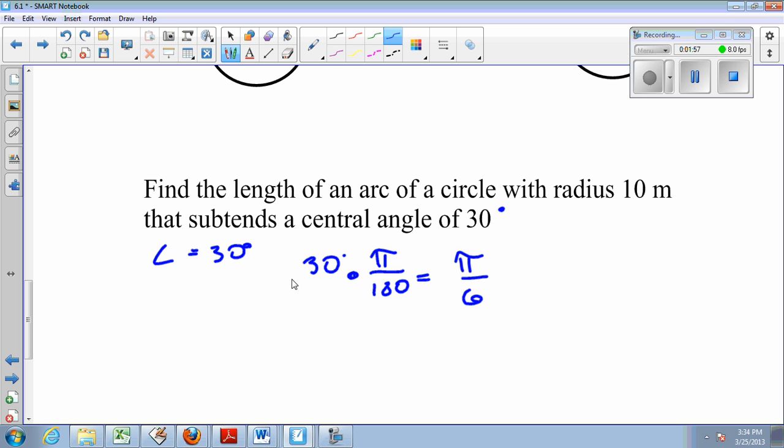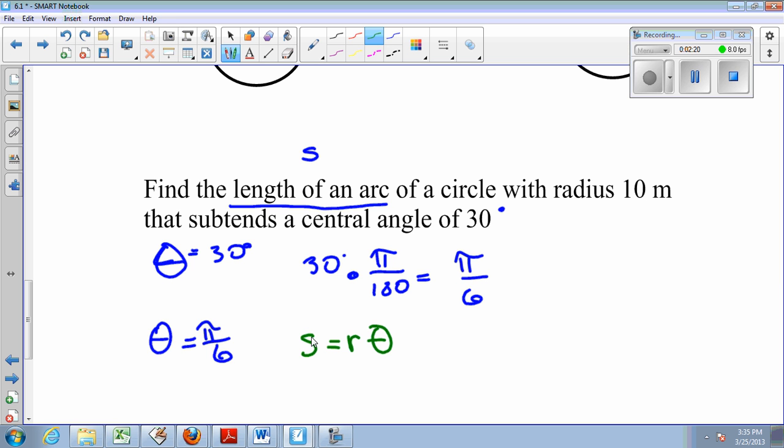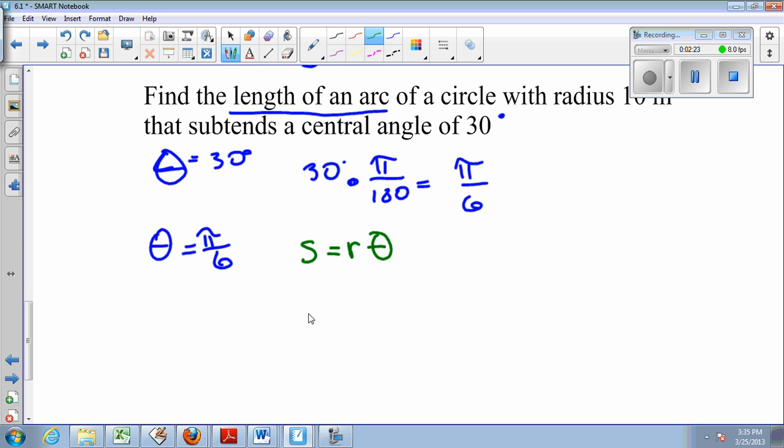So now we're going to take our pi over 6. And our angle, remember our angle name is theta. So theta equals pi over 6. Find the arc length, so we want to find s. We're going to plug this into the equation s equals r theta. And we know r is 10. So s equals 10 times pi over 6, and we end up getting 5 pi over 3. And 10 was in meters, so this is in meters.